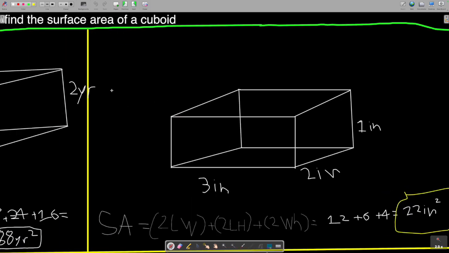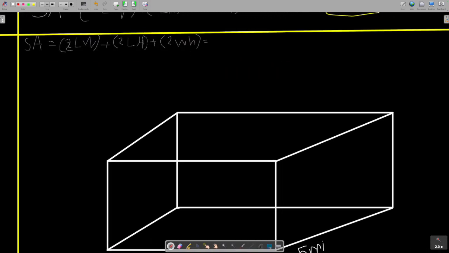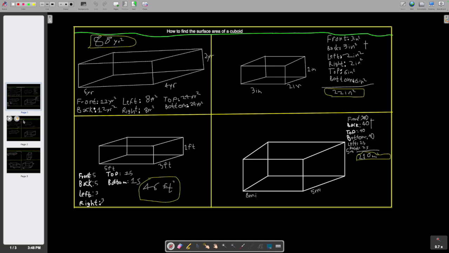So let's do the third example with this formula method, or whatever we call it. So 2 times 5 times 3, that's 30. And then plus 2 times 5 times 1, which is 10. And then 2 times 3 times 1, that's 6. So we have 46 square feet. That's the answer, 46 square feet. And I guess we can make sure too. Yep, at the bottom left.